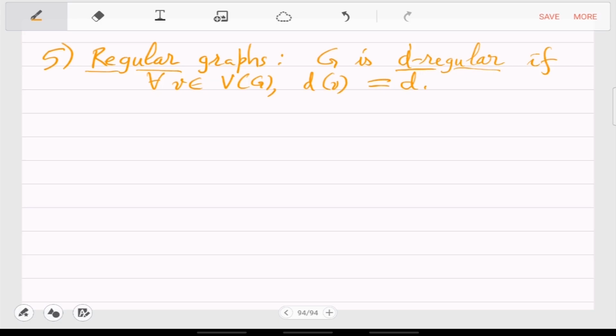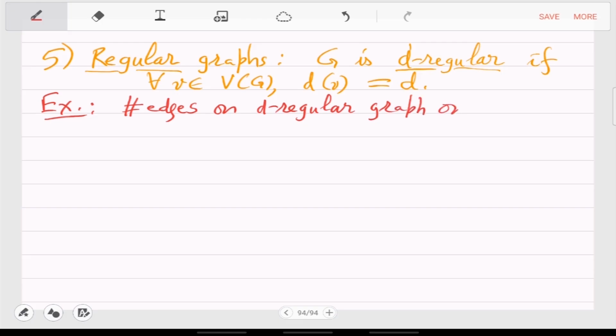So what is the number of edges in a D-regular graph on n vertices? Yeah, so how do you show this? Use that formula. That formula will give you the number of edges. It's dn by 2.